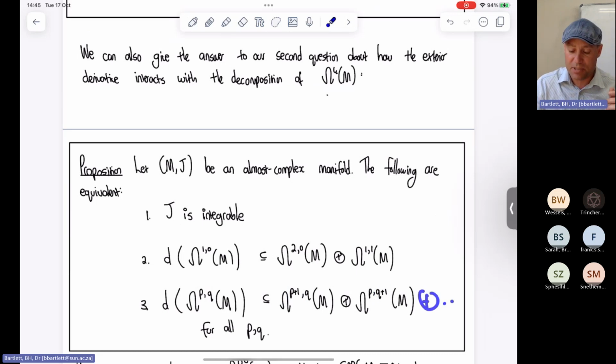Because there's a bunch of other types here as well. I could have increased p by 2 and then subtracted 1 from q and so on. That would all wedge together to get a p plus q plus 1 form. But I'm saying that those parts are 0.